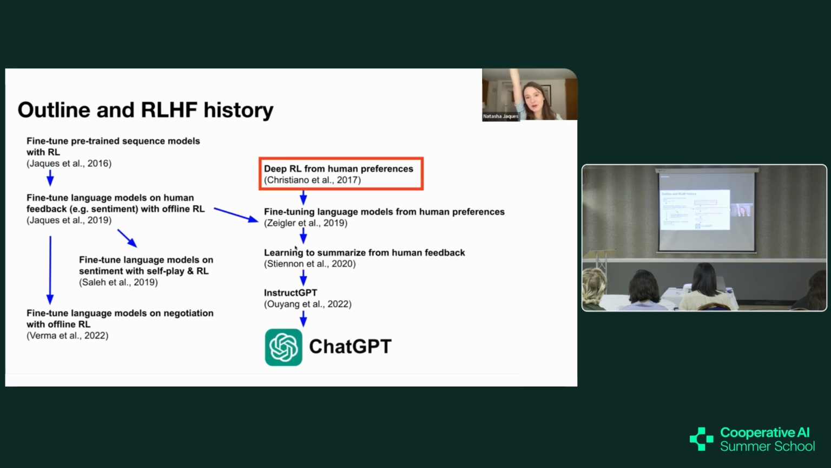All right, so now I want to go on to this other side of the page here. This is this whole line of work from OpenAI that eventually culminates in ChatGPT. First I want to dive into this paper, Deep RL from Human Preferences, which is again many years ago.